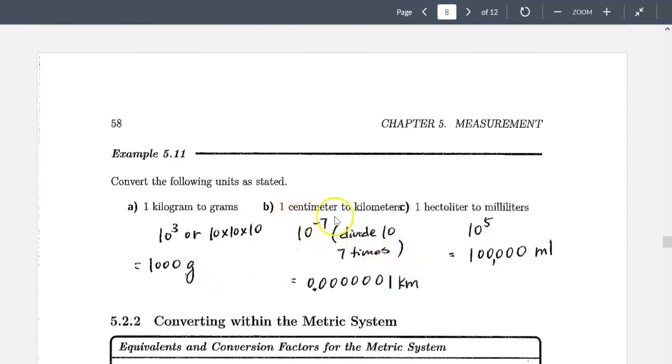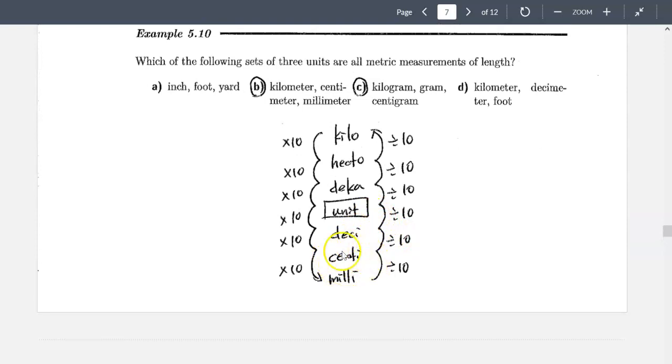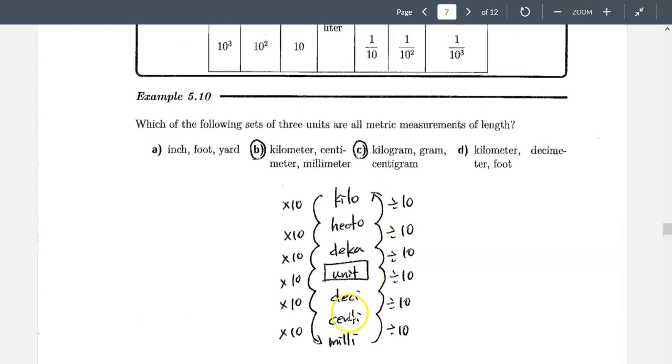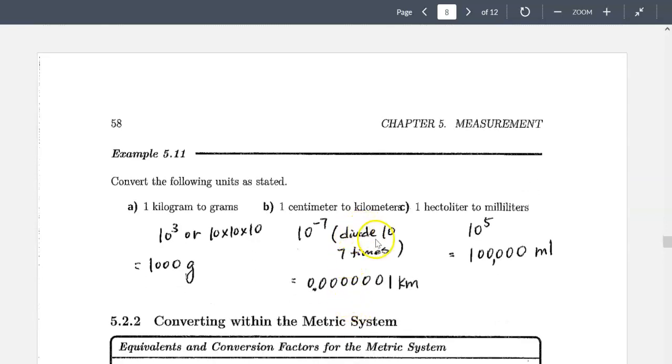Same thing. 1 centimeter to kilometers. So centi is right here, and you want to go to kilometer. So you want to go from centi up to kilo. Yeah, kilo. Well, let's see. From centi to deci, divide by 10. Then deci to unit, divide by another 10. Divide by 10 again. Divide by 10 again. Divide by 10 again. So you divide 7 times, basically. So if you take 1 and divide by 10 seven times, then that's what you have, 0.000001.